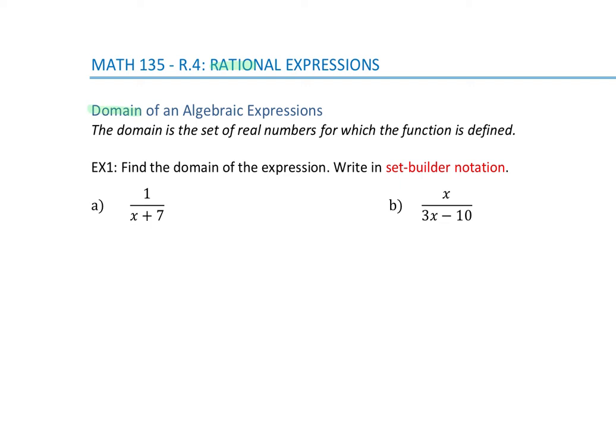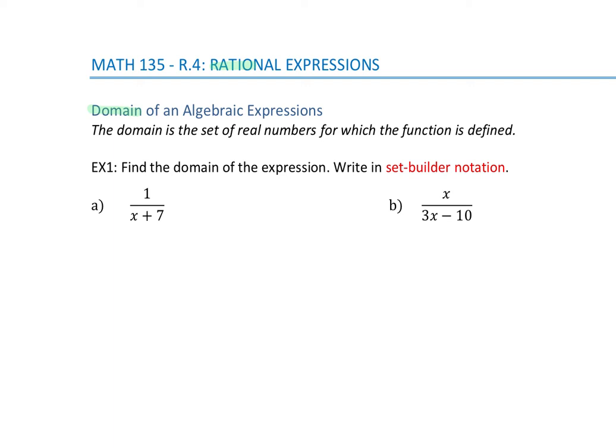Remember, the domain is our universal set. It's all the things that we can choose from, or all the things that we can put into our rational expression. With rational expressions, since they are fractions, the only time we're going to have a problem is when the denominator is 0. So it's real simple to find the domain for a rational expression. You just have to figure out when the denominator is 0 and then take those out of the domain.